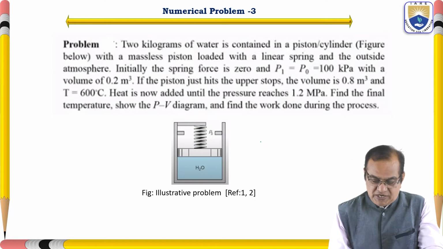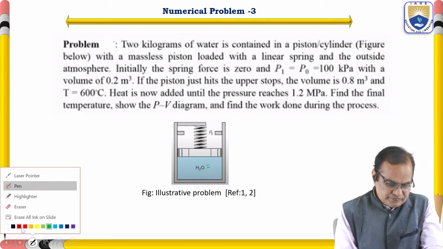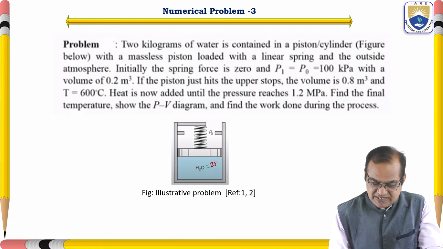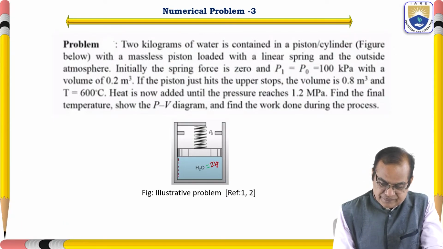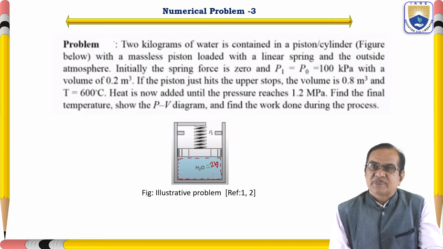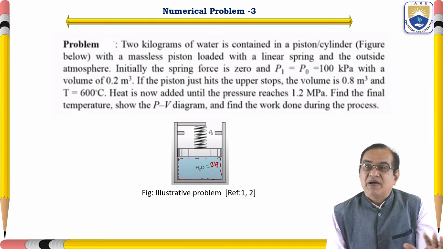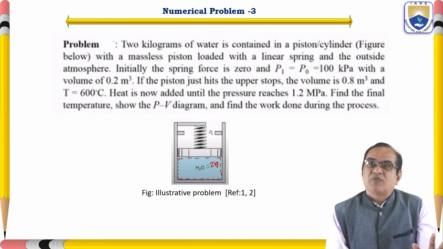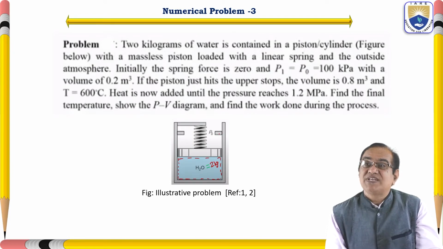So here we have 2 kilogram of H2O. This is the system, and it is a closed system, a control mass system. Mass will remain constant for any state. If the piston is going from here to here, the mass is the same. Mass will not be transferred. So everywhere we discuss the control mass system.